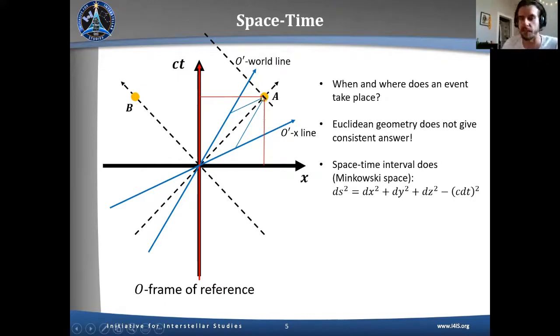And if we look closer at this event, the lightning strike A, then observer O, who is not moving, would say, the lightning strike happens here, and I see it at this time.